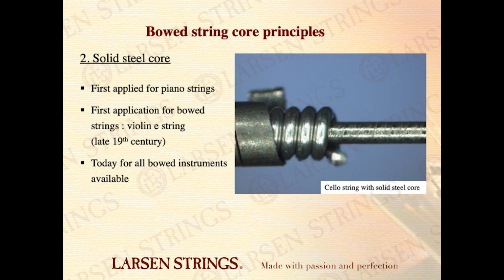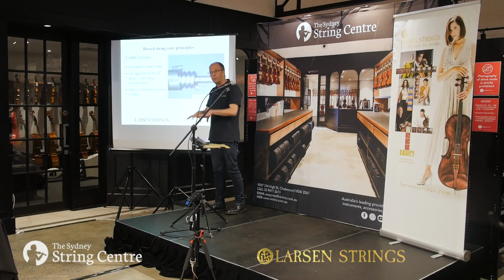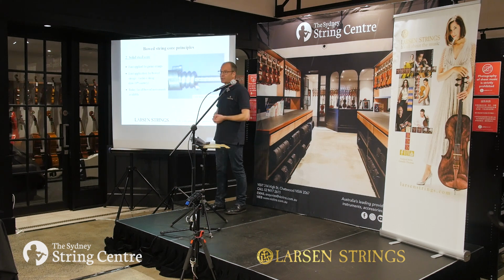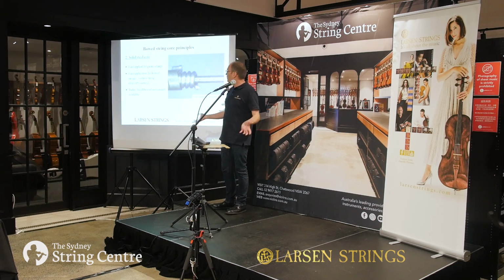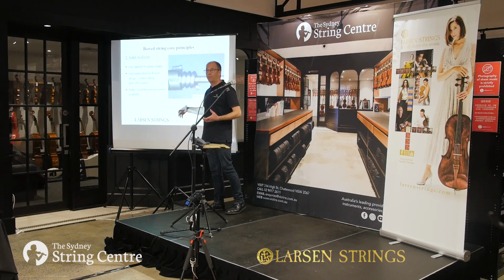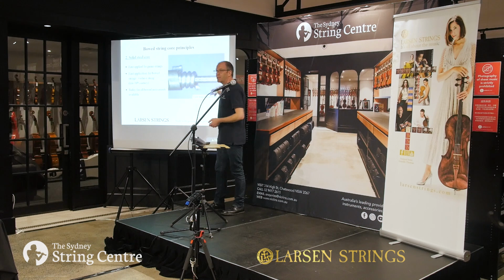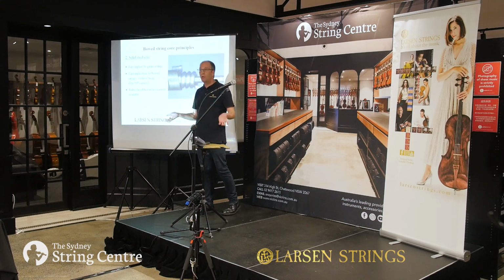Then, in the late 19th century, it was because in piano building they developed this high tension steel for the grand pianos. And this development, of course, influenced the bowed strings as well. First was the violin E string. That was the very first trial to use solid steel core. But later, for all the instruments, I mentioned the cello already, these steel core strings were developed. We have it today for all instruments.